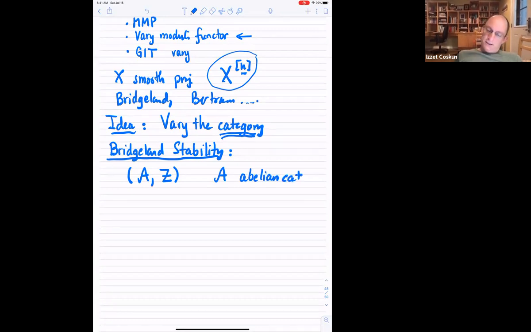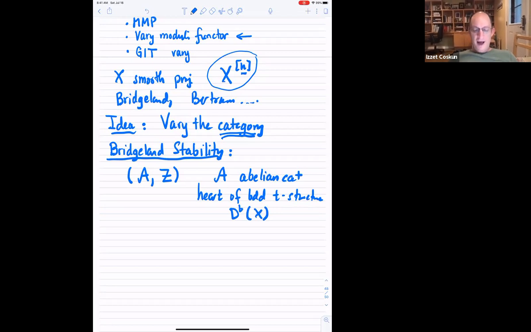And the technical condition is that A is the heart of a bounded t-structure in the bounded derived category of sheaves on X. You don't have to worry too much about this. If you don't know what this means, it doesn't matter. Think of it as a reasonable abelian category that somehow generates this bounded derived category, okay?